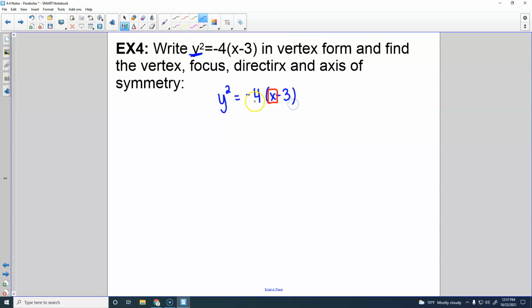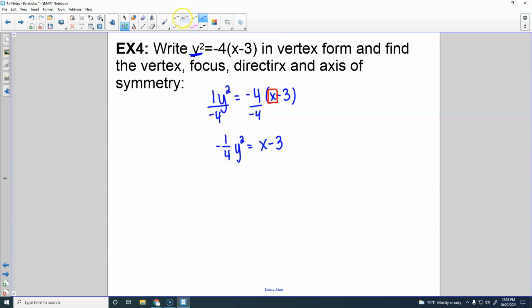Divide by the negative 4. You also could distribute it. It would work that way as well, but I'm going to divide by that negative 4. So let's divide by negative 4. Over here, there's like a 1 there, so we got negative 1/4 y squared equals x minus 3.